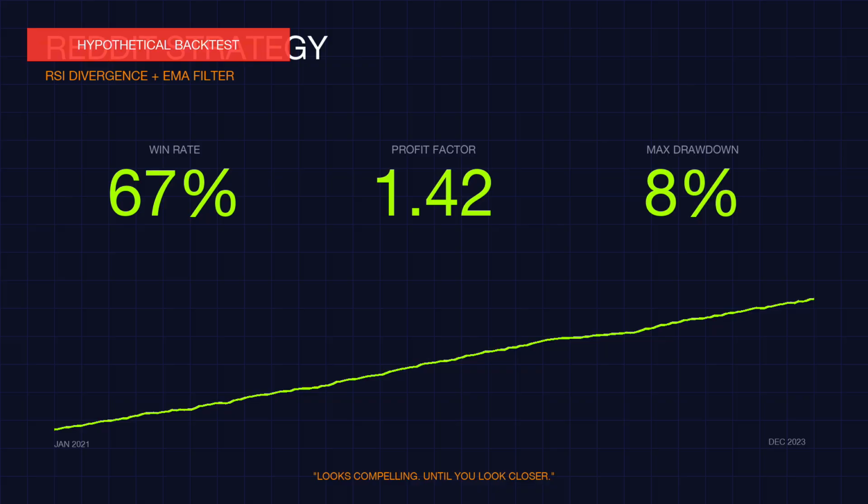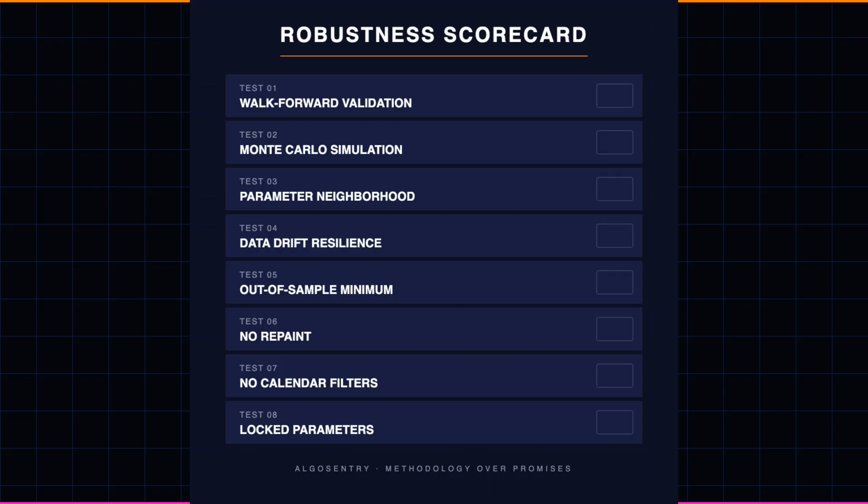Until you look closer. Here's the framework I run every strategy through. 8 robustness tests. You've seen this scorecard before. Walk-forward validation. Monte Carlo simulation. Parameter neighborhood stability. Data drift resilience. Out-of-sample minimum trades. No repaint. No calendar or time-of-day filters. Locked parameters since inception. The original Reddit backtest was 3 years on NASDAQ only.